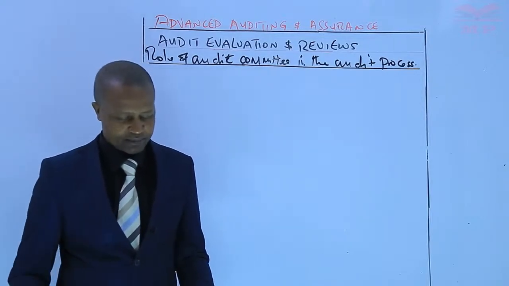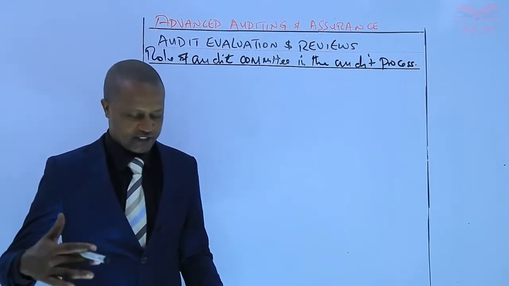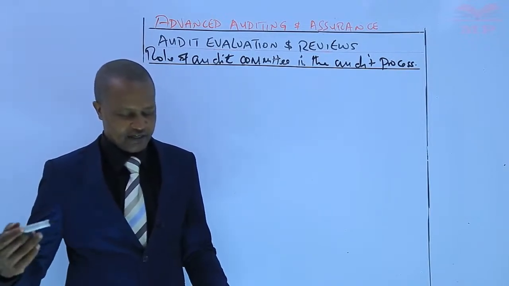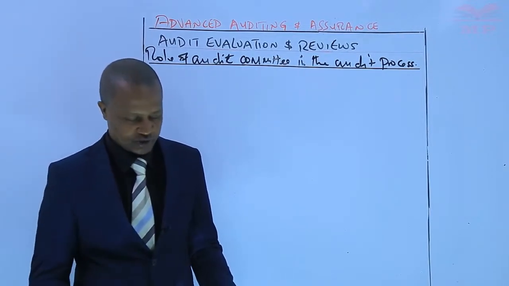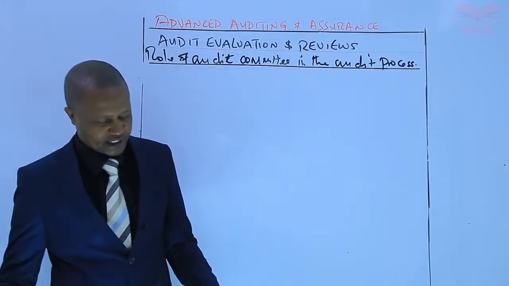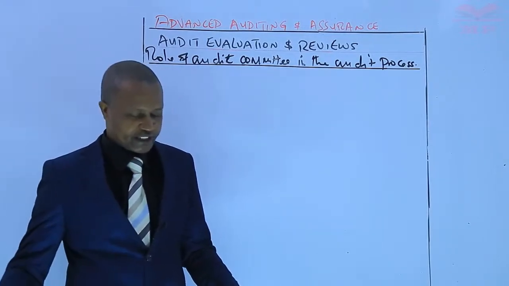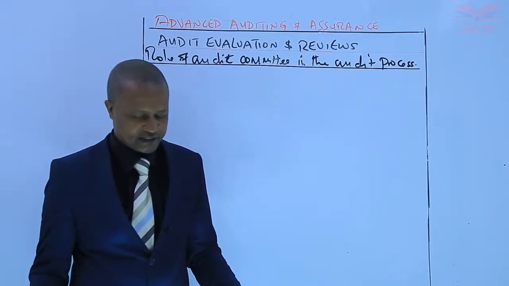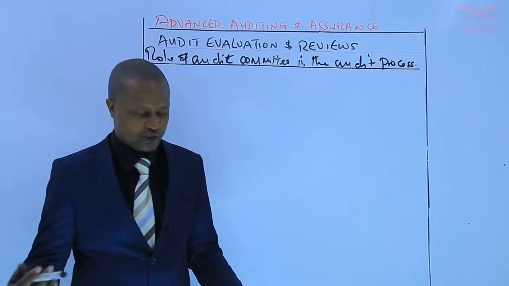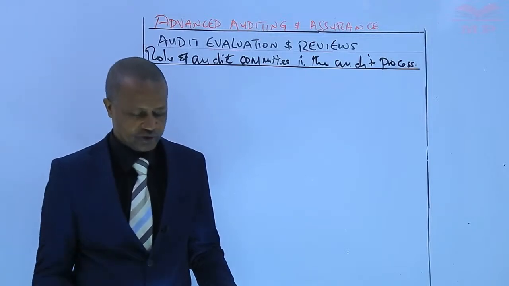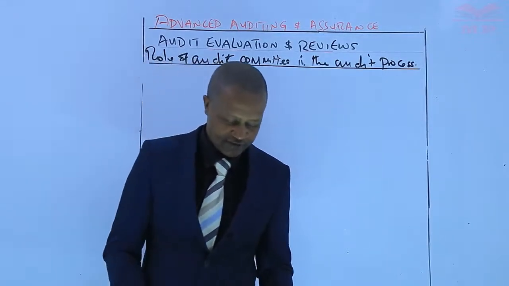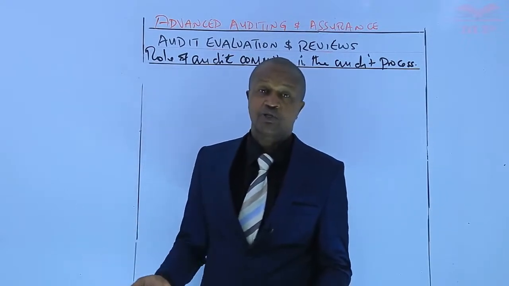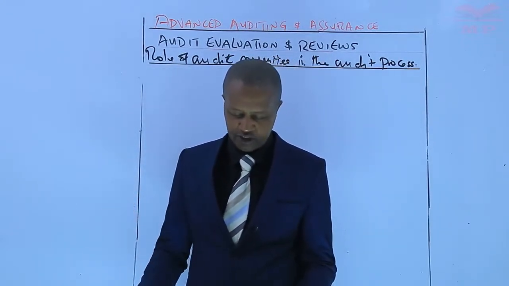In subtopic number 7, we looked at the analytical reviews. In number 8, we covered evidence and testing considerations. In subtopic number 9, we looked at using the work of experts such as tax experts, valuers, lawyers, and so on. In number 10, we covered 4 areas under the company audit. The first one being the audit of financial statements.